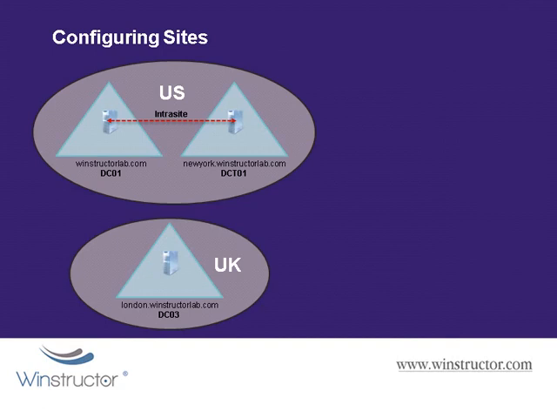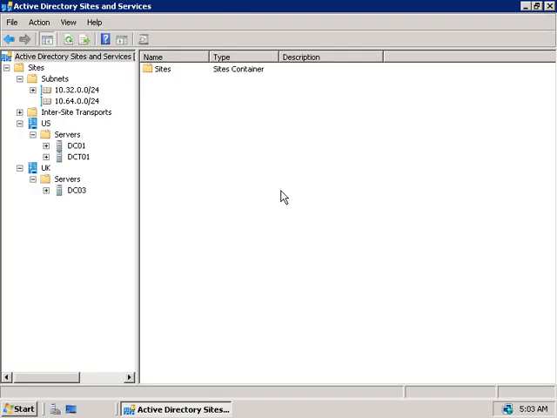So when DC01 and DCT01 replicate with each other, since they're in the same site, regardless of the fact that we have 2 domains here, like I said, domains are irrelevant, we'll be performing intra-site replication, as these 2 will be replicating with each other within the same site boundary. Now with DC03, if we were to add more domain controllers to London, it will then perform intra-site replication to those domain controllers, but if it replicates with any of the US domain controllers, then inter-site replication will be occurring, since DC03 will be replicating with another separate site.